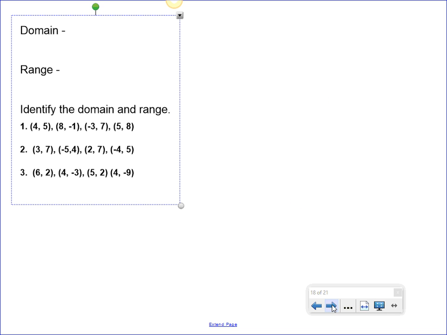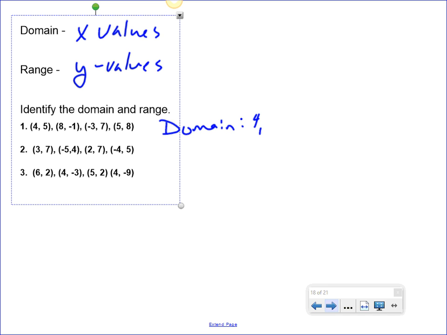Okay. A couple other words that we got to think about or know. The domain is going to be our x values. The range is going to be our y values. So if I ask you to identify the domain and range, the domain of this relation here is just all of the x values, the 4, the 8, -3, the 5. The range are the y values. So that would be the 5, the -1, the 7, and the 8. You don't need the parentheses here.